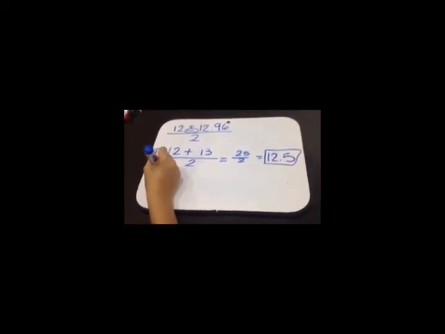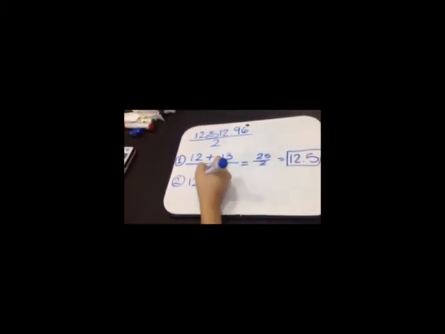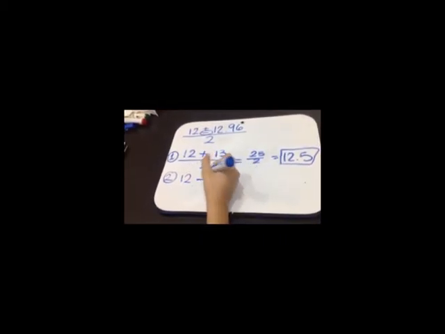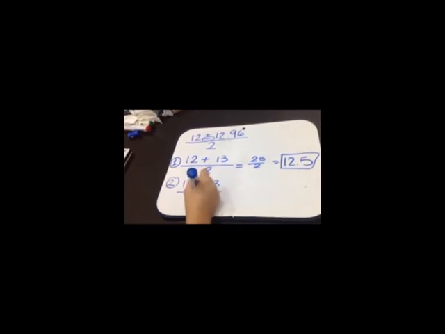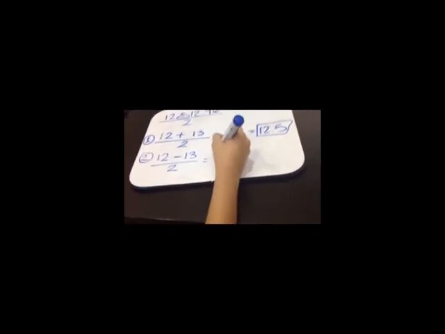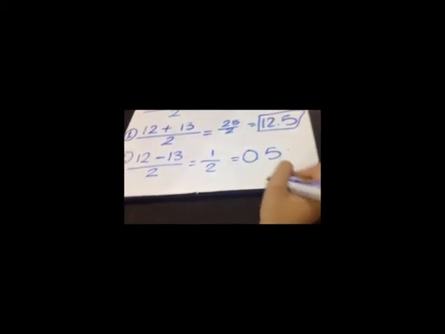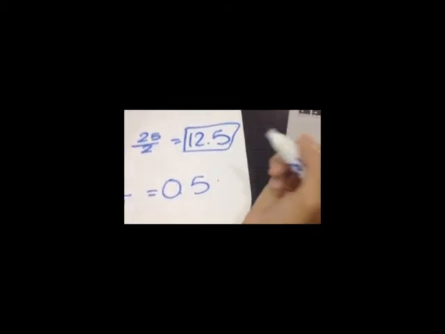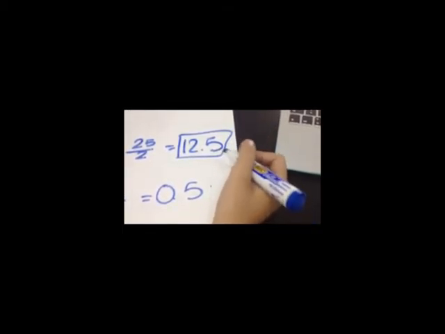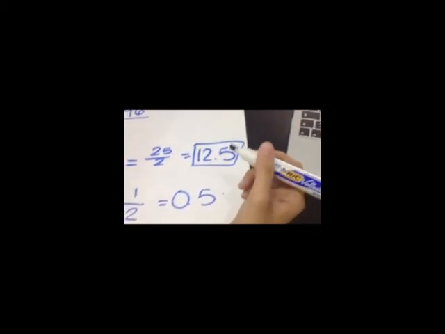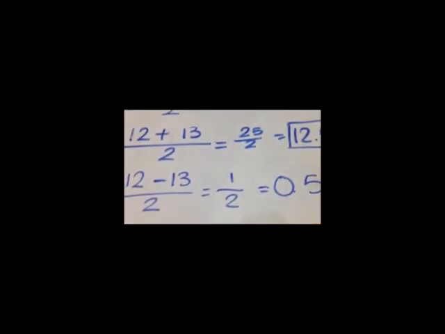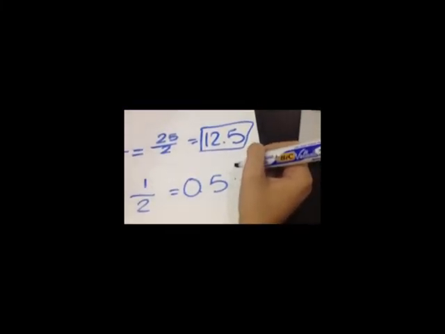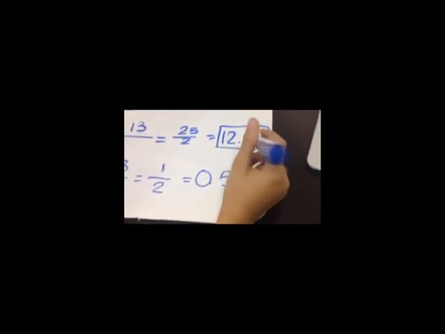And for the second answer, it will be 12, and now we're going to use the minus sign. 13 between 2 equals 1/2, or 0.5. Now, because both of the answers are decimals, this expression cannot be factorized in rational numbers, so the answer will be none of these ones.